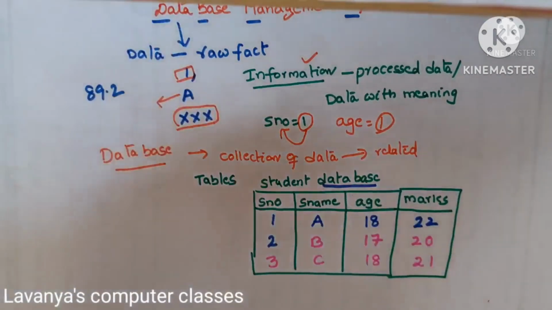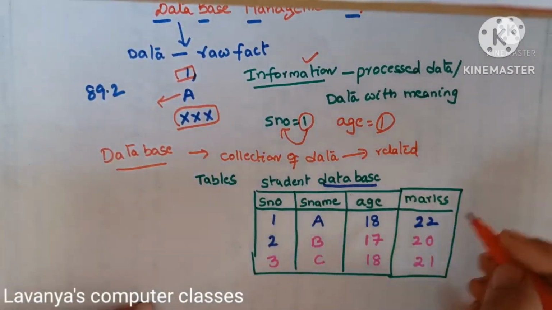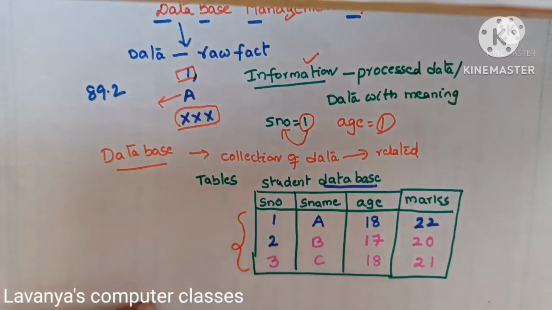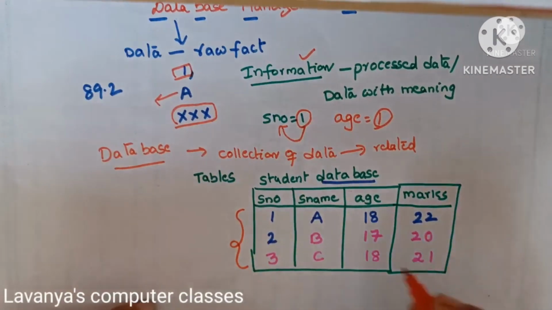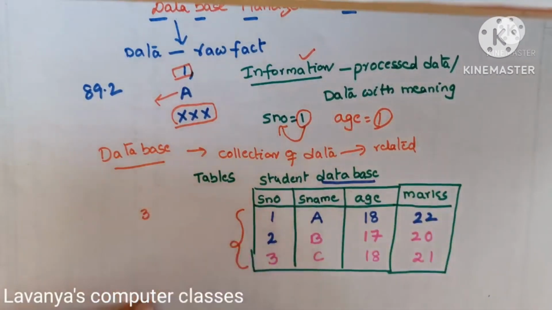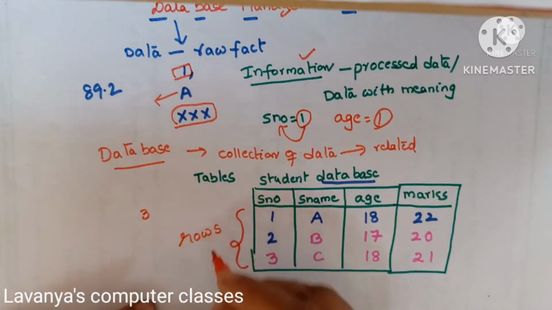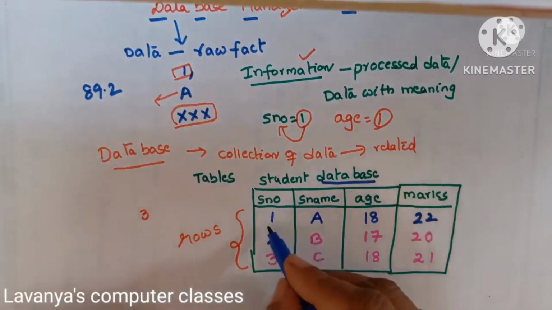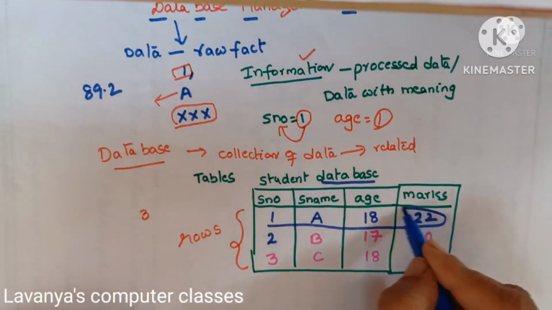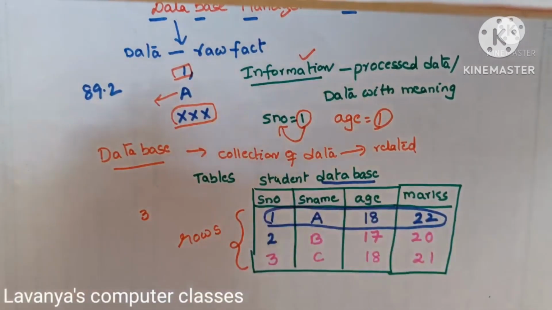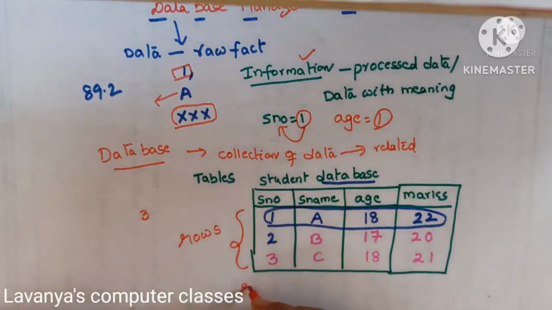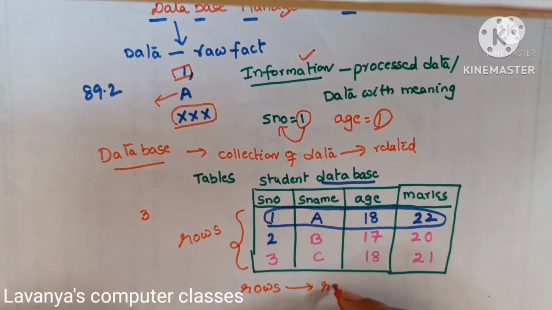In this student database, now I will explain some words. How many students' information is stored in this example? 3 students' information is stored: student number 1 information, second student information, third student information. So these horizontal lines are called rows. The rows are called records.